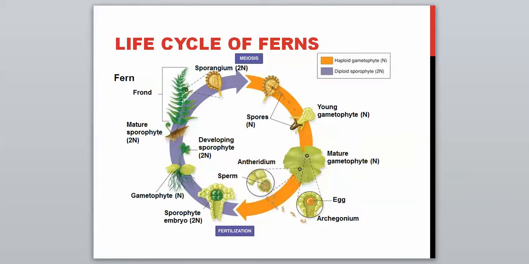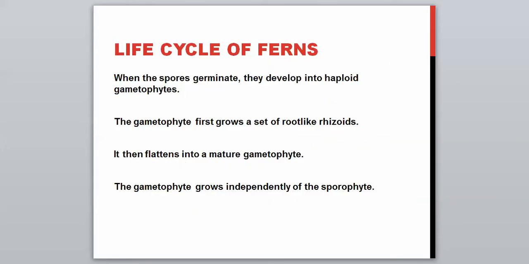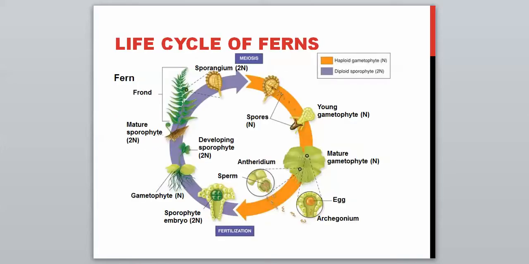And then here is our chart, kind of similar to what we have with the mosses. So we'll go over each step here. We'll go with the list for now, and then maybe come back. So the first step is when spores germinate, they develop into haploid gametophytes. So going back, step 1 right here, spores is up at the top right of the orange, and then we have a young gametophyte.